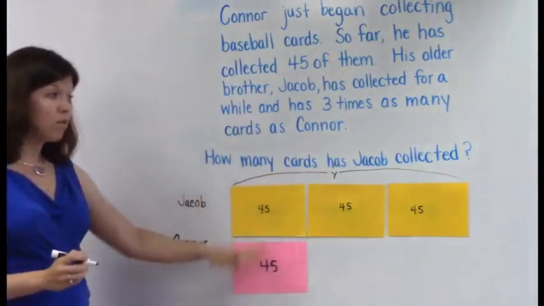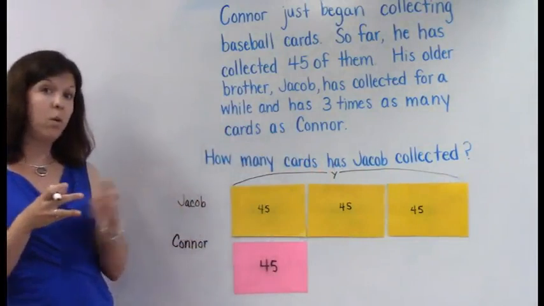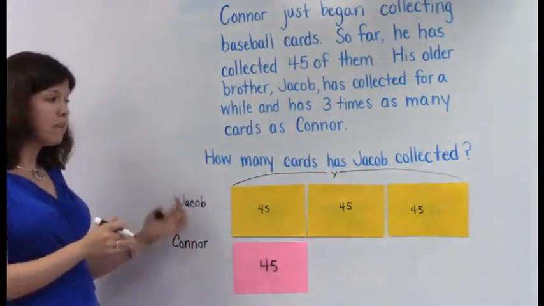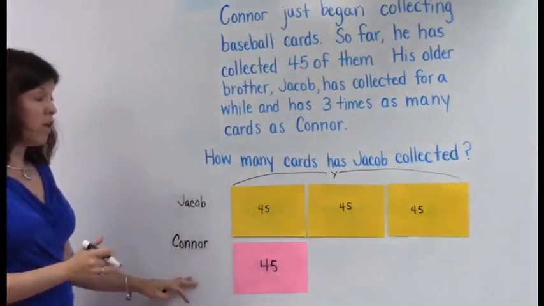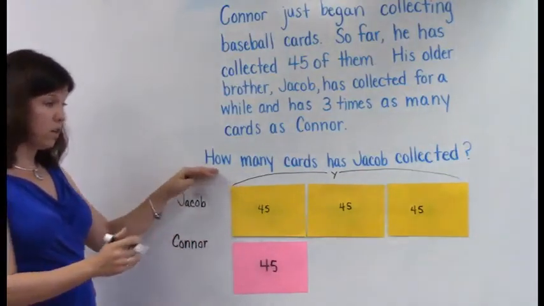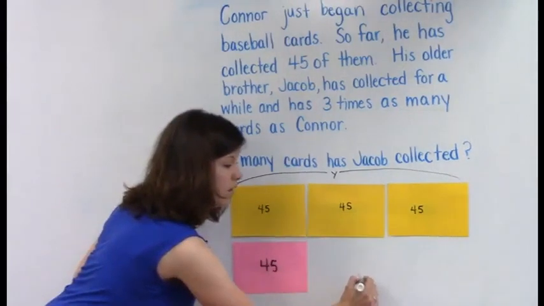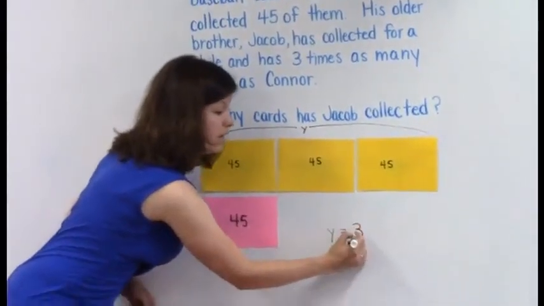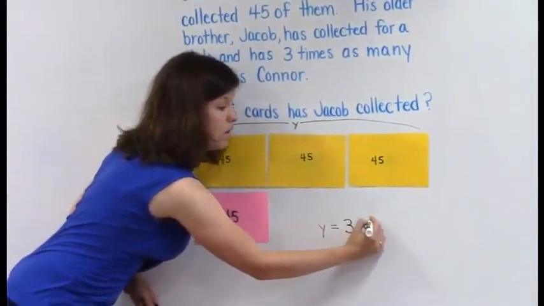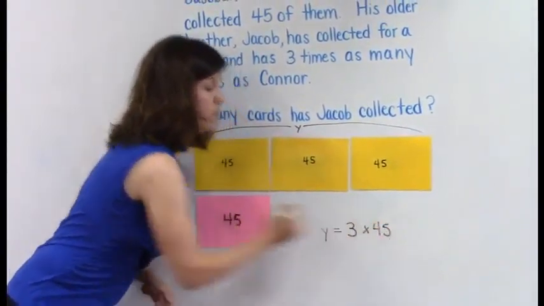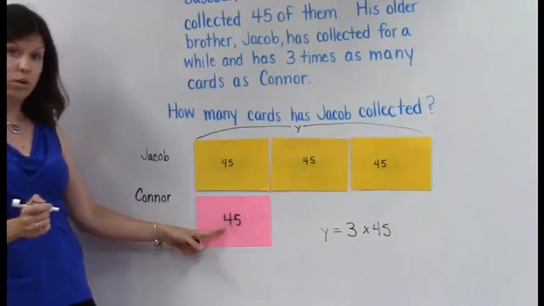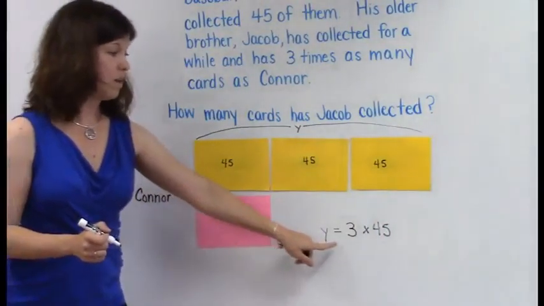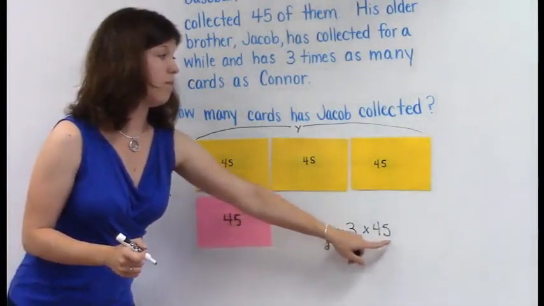Now the bar model also helps students to make connections to an equation that they're going to use to solve the problem for the variable. And in this example, we can see that Jacob's cards, that's y, is 3 times the size of Connor's. And since Connor's block is worth 45 cards, our equation will look like this. Y equals 3 times 45.